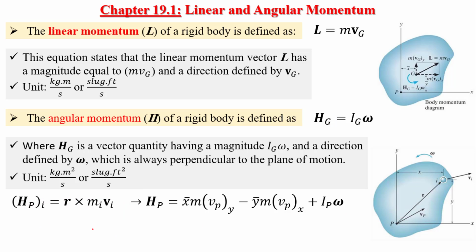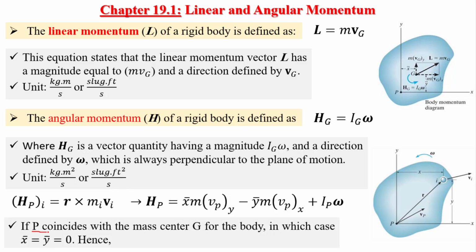Now, in this equation, if point B coincides with the centroid G, then again this term and this term go to 0. Why? Because if point B and G are identical, then there is no distance. As you remember, x dash means the distance between any point with respect to the centroid. So if B and G are the same, this equals 0, and this one equals 0, and we end up with this value.